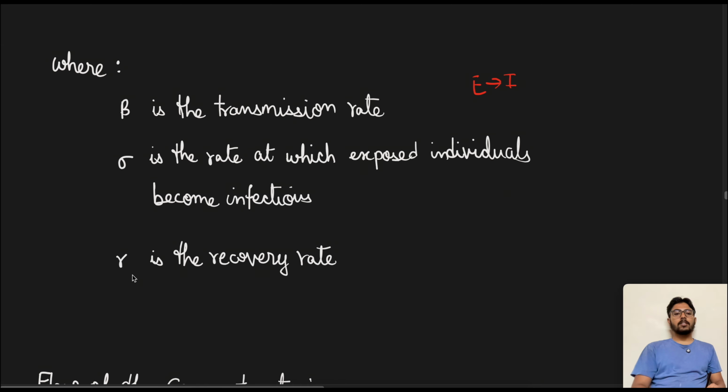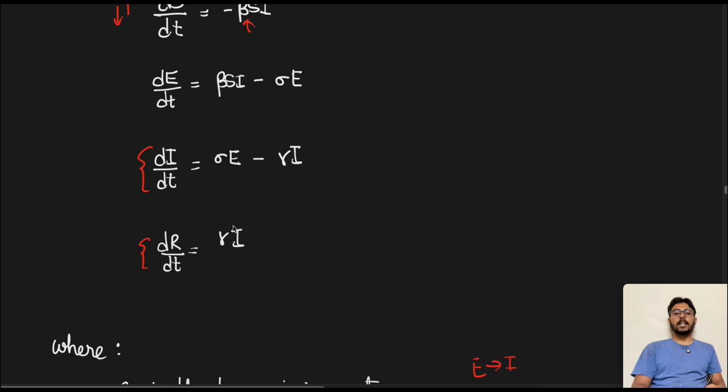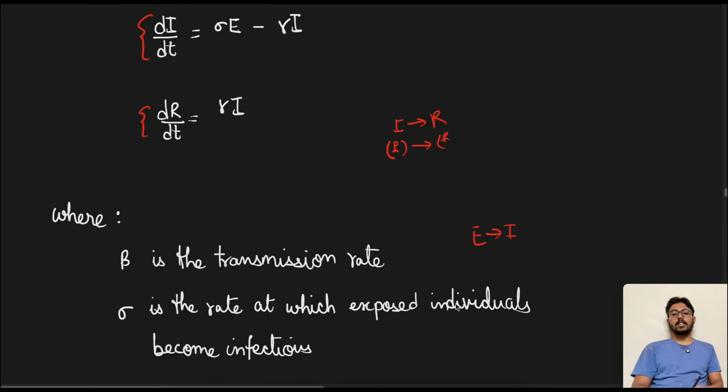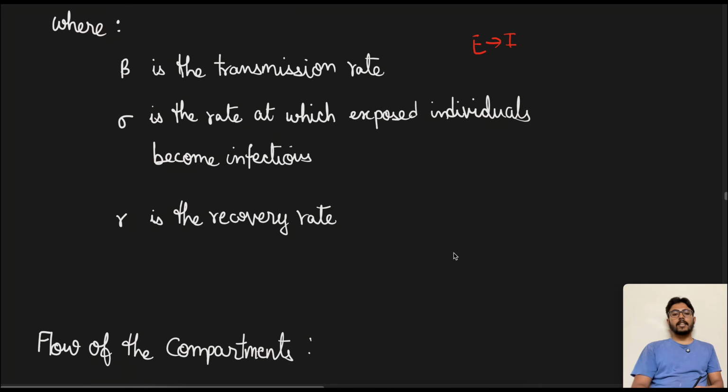Next is gamma. Gamma is basically the recovery rate, or the rate at which I changes to R, right? An individual who is in the I category of population comes to R, and this is denoted by the constant gamma. Next we come to the flow of compartments that is required.